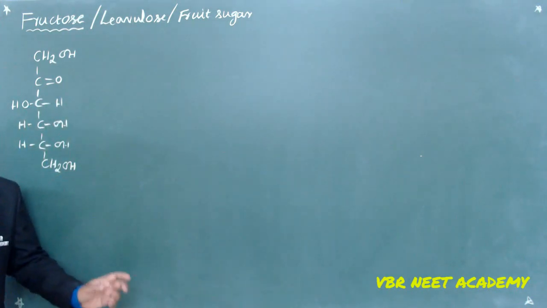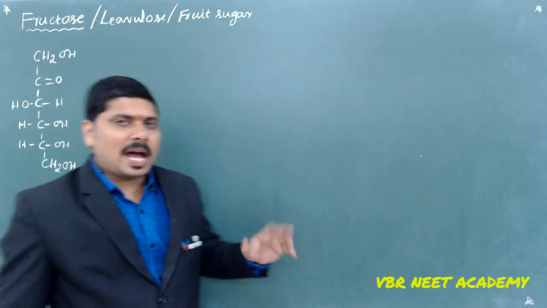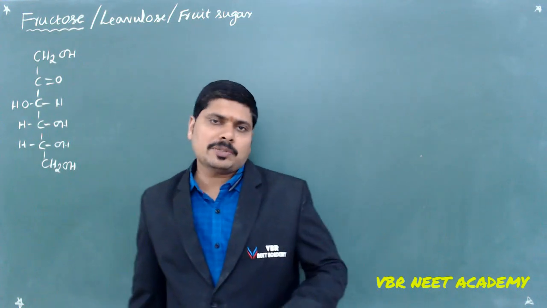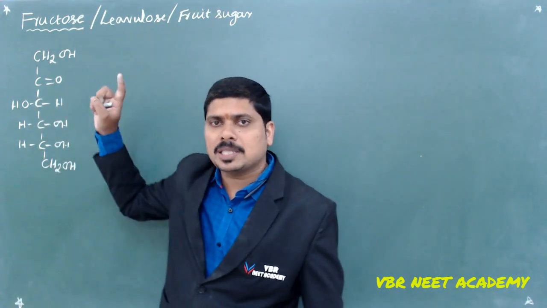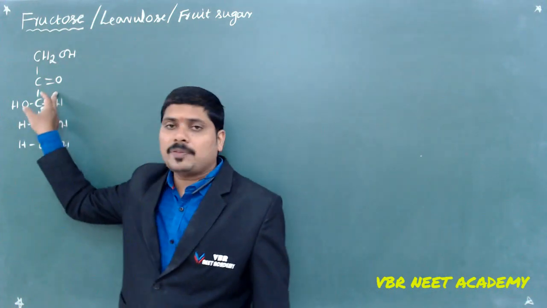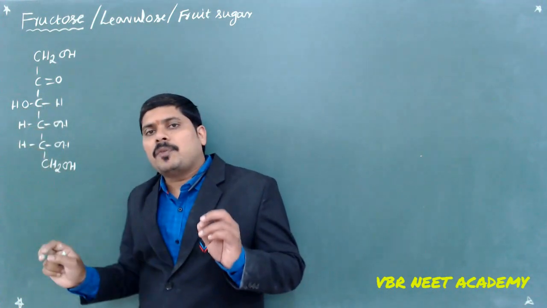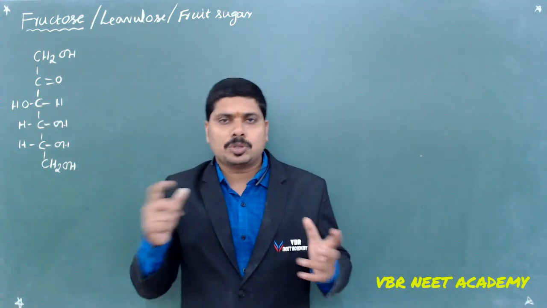This is called fructose. If you look at alpha D glucose and alpha D fructose, we call them glucose and fructose. Where do they have variation? The aldehyde is the functional group in glucose. Ketone is the functional group in fructose. These two can be called functional isomers. Why? Because of aldehyde and ketone.